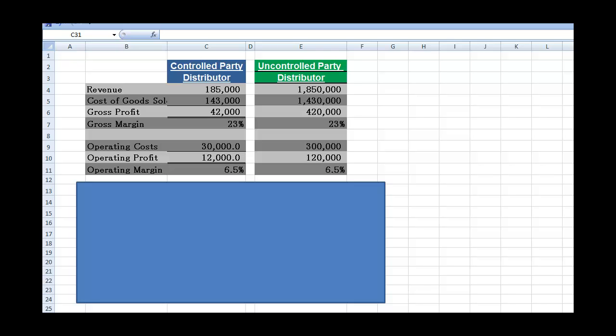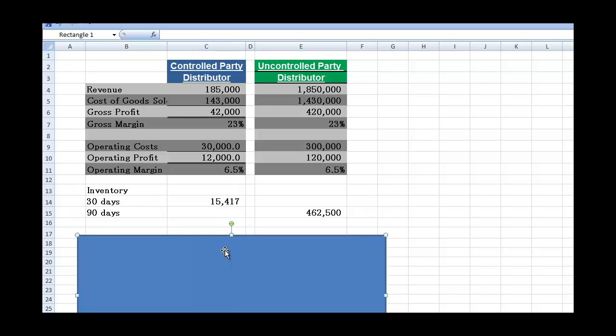Now these numbers are exactly as taken from that other video, but what I'm going to do is add some information. I'm going to tell you a little bit about what kind of inventory these two firms are holding. So our controlled party, the tested party, is holding 30 days of inventory, which for it is about 15,417. And our uncontrolled party is holding 3 times as much inventory. They're holding a 90-day inventory, so that's the 462,500 figure.